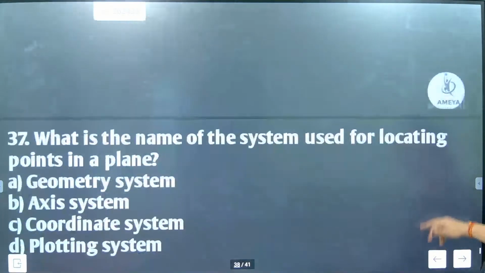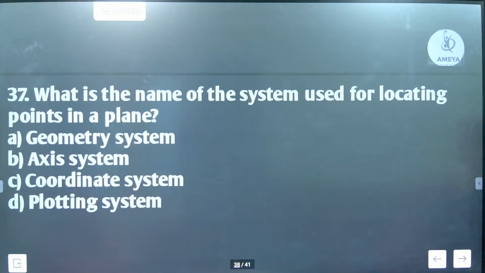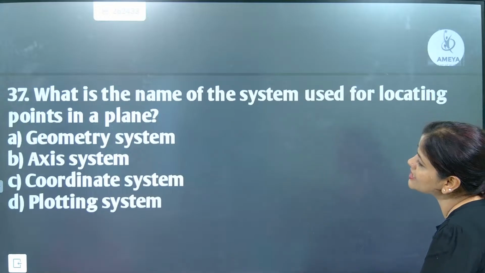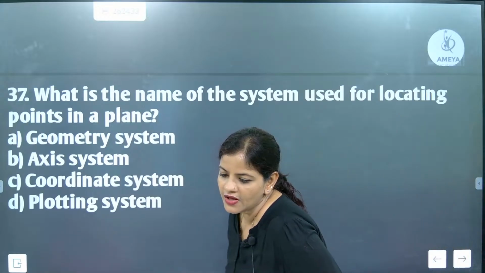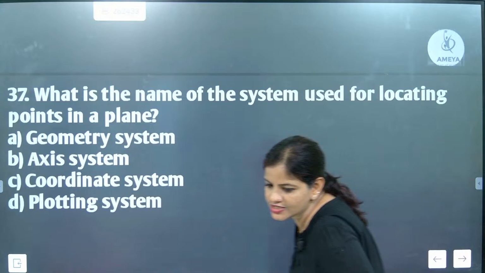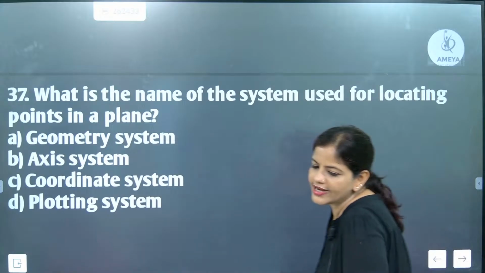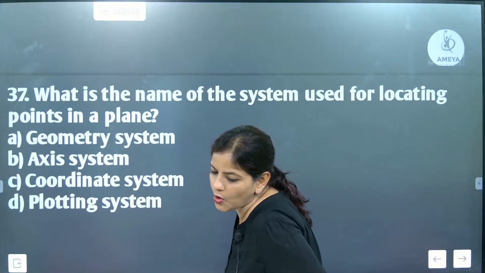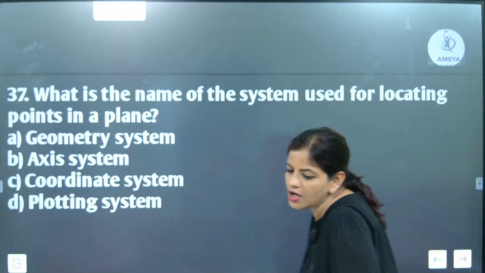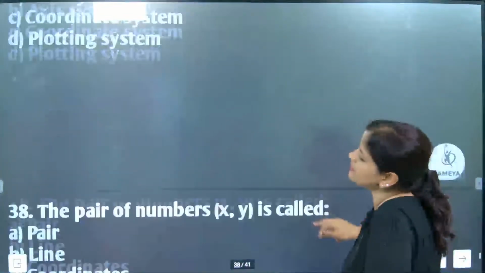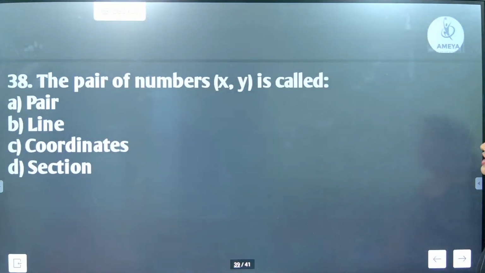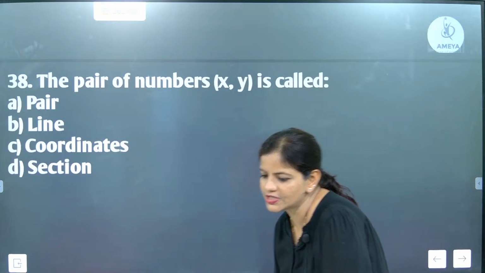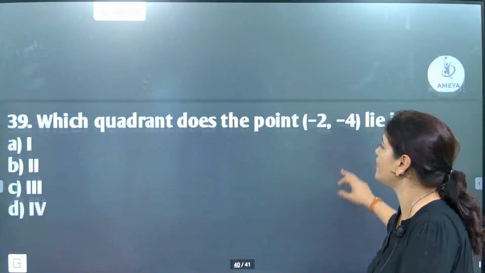Let's have another rapid one. What is the name of the system used for locating a point in a plane? Geometry system, axis system, coordinate system, or plotting system? Where you are coordinating points, it is exactly considered as what, beta? Coordinate system. Now let's go for the next one. A pair of numbers x, y is called as? It is called coordinates. Absolute. Very good, Hira. Till now, Hira has given all perfect back-to-back answers.